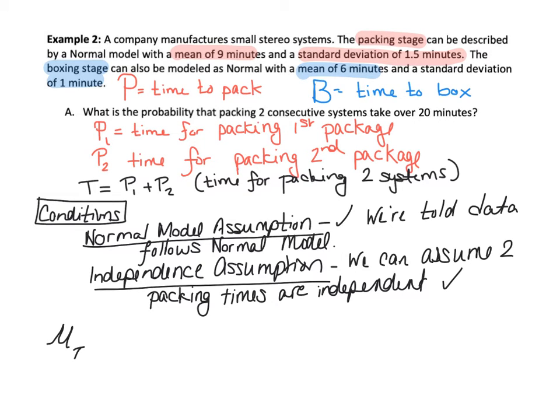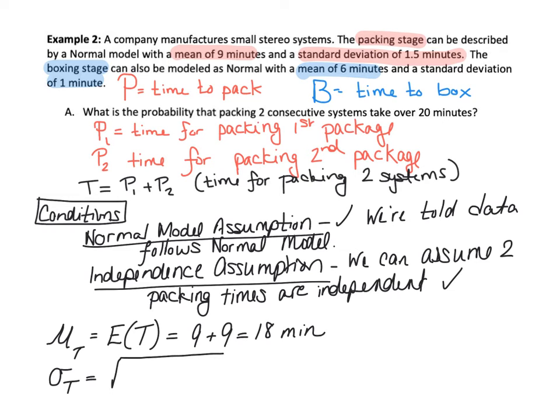So mu of my total is the same as my expected value. We know we call it expected value with random variables. And what are we going to do? We're going to add our 2 means together. Well, it's going to be 9 plus 9 because we're packing 2 consecutive ones. So our new mean or expected time would be 18 minutes, but we're going to always have some variation with that. We always do, and we need to work off of our variance.